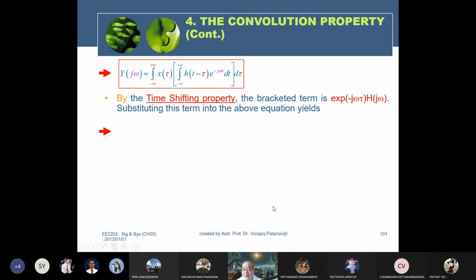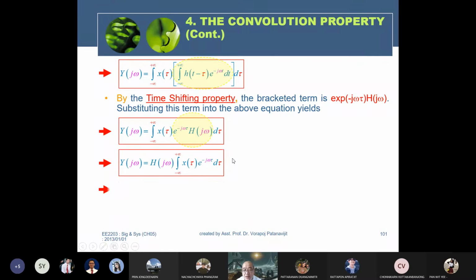Next step, by the time shifting property, in this case, when you integrate with respect to t, you can use the time shifting property. If the Fourier transform of h(t) equals H(j omega), the Fourier transform of h(t minus tau) will be equal to e to the power minus j omega tau times H(j omega). By the time shifting property, the bracket term is the complex exponential e to the power minus j omega tau times H(j omega), and you can substitute this term in the above equation. Now it's here.